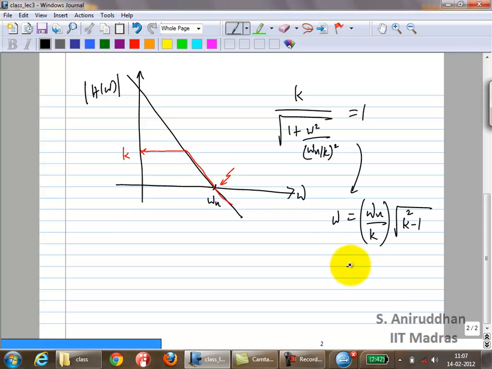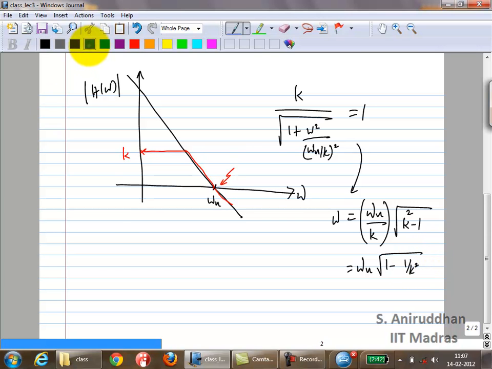Or you can write this as omega u times root of 1 minus 1 over k squared. If k is even moderately large, you can approximate it to be omega u. Okay, if k is even like 5 or 10 or something like that, it's pretty close enough to omega u for what we are concerned with.